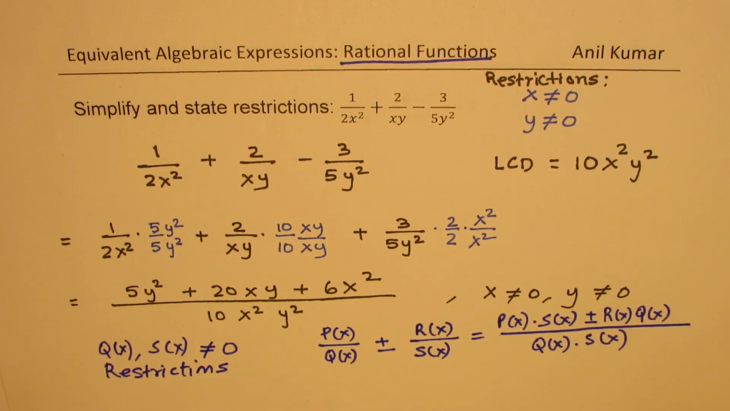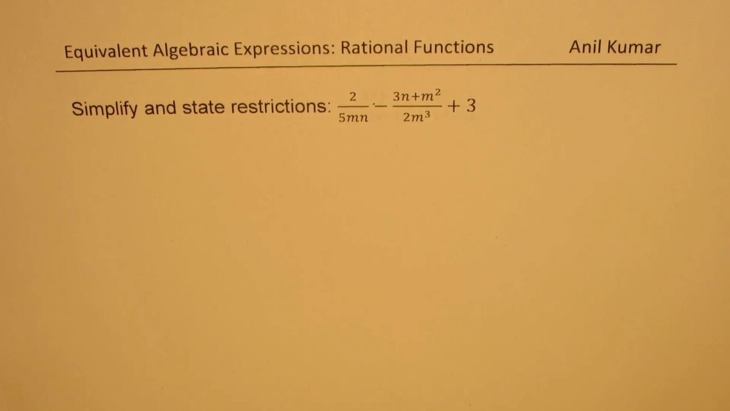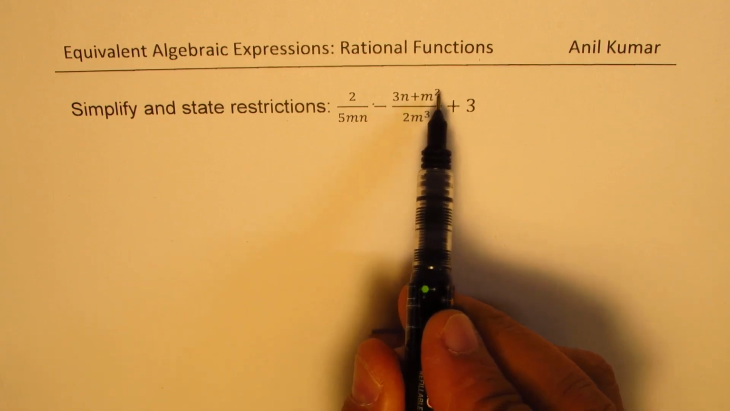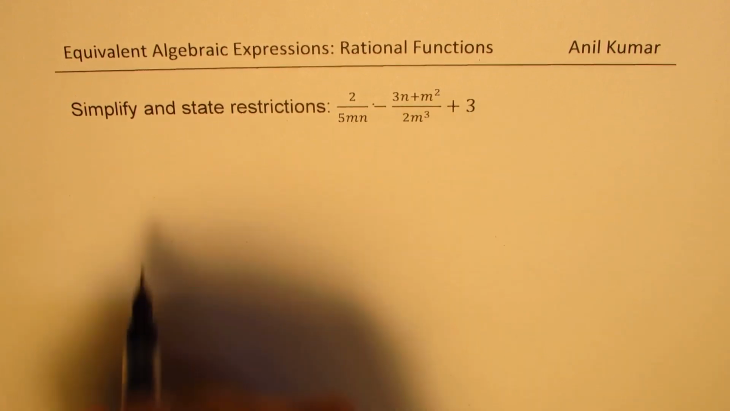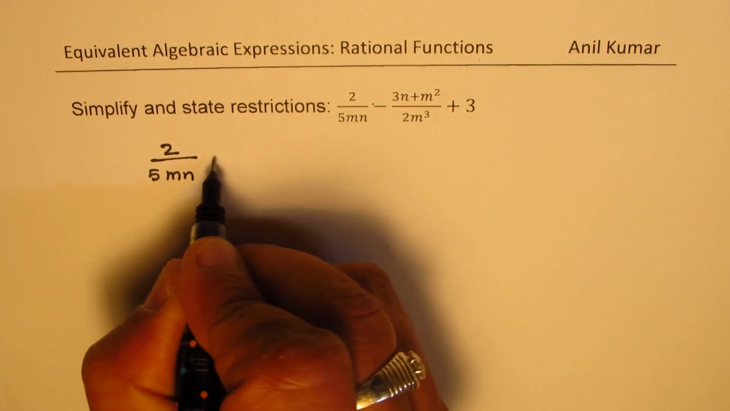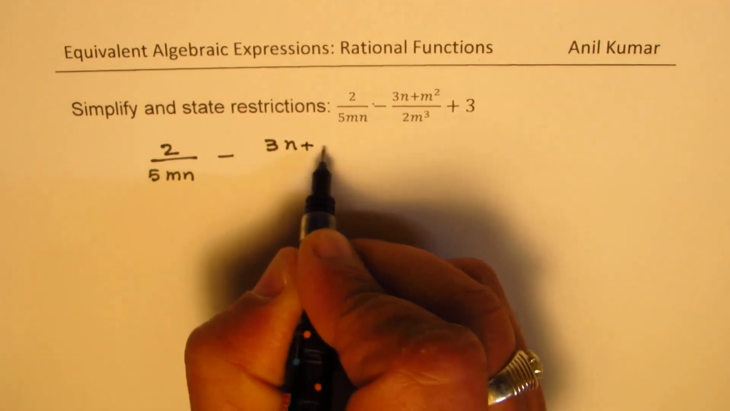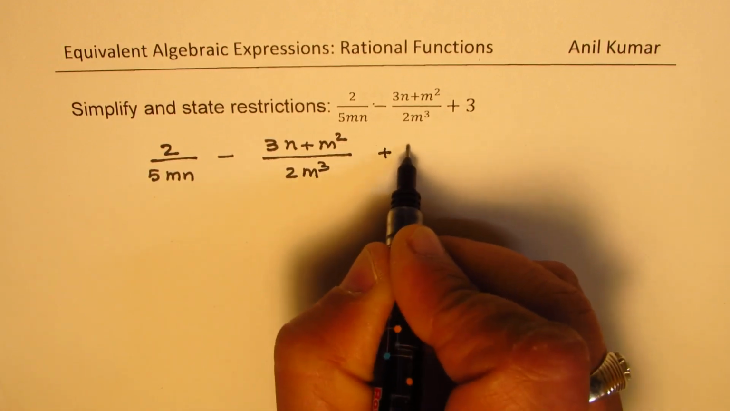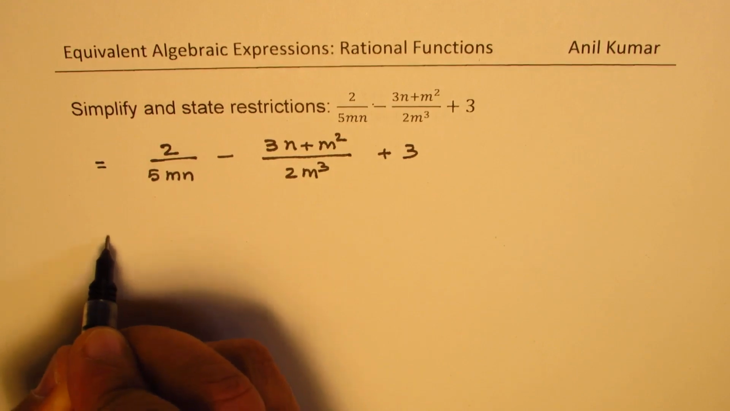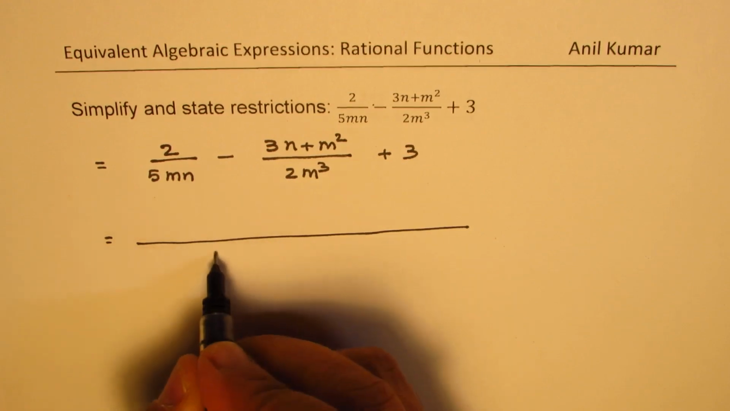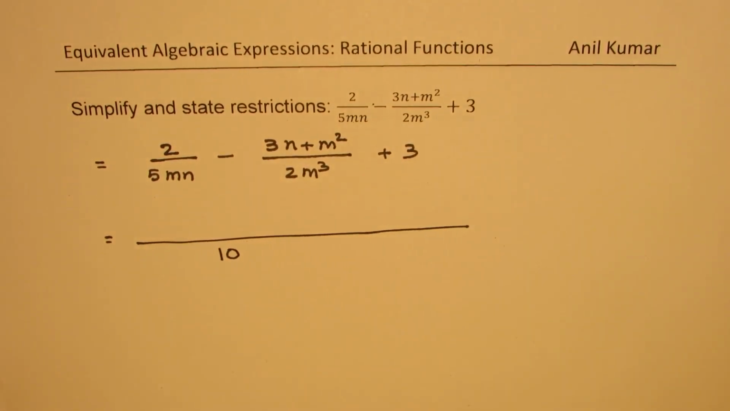Now we are going to follow these steps to solve the next two examples. The equation here now is 2 over 5mn minus 3n plus m squared over 2m cubed plus 3. So let me rewrite this. We have 2 over 5mn minus 3n plus m squared over 2m cubed plus 3. Now see, what is the common denominator here? So let's begin with the numbers 5 and 2. 10. So 10, right? So then we get 10.